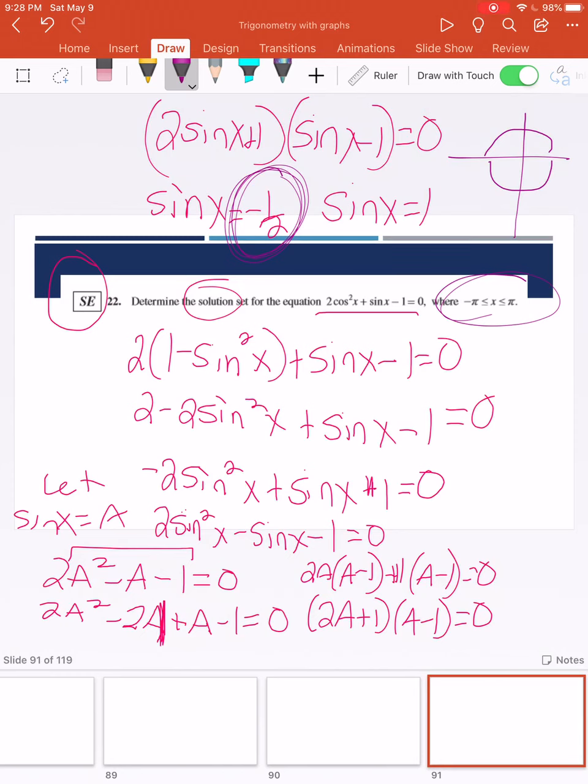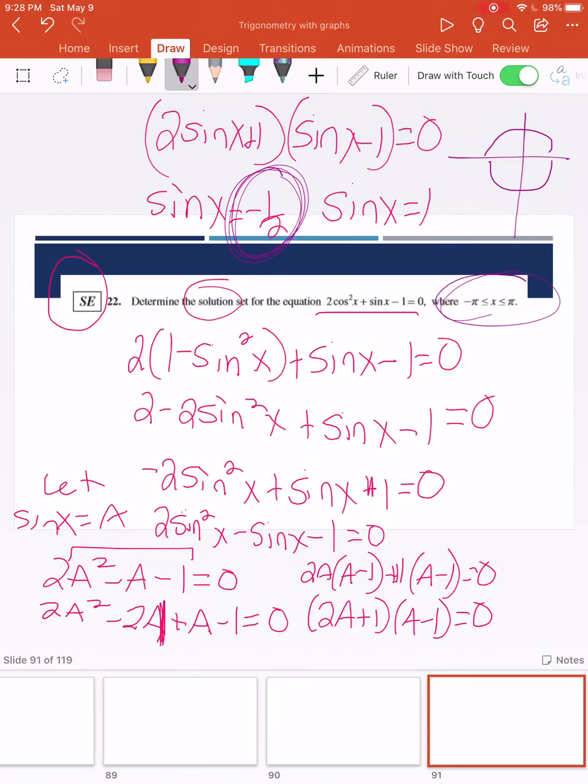Oh dear, it looks like it froze again. So my 11 pi over 6 is the same as negative pi over 6. My 7 pi over 6 is the same as negative 5 pi over 6. And again, you can easily double check this by using your graphing calculator. Unfortunately, my presentation seemed to have froze again when I went to that other screen.